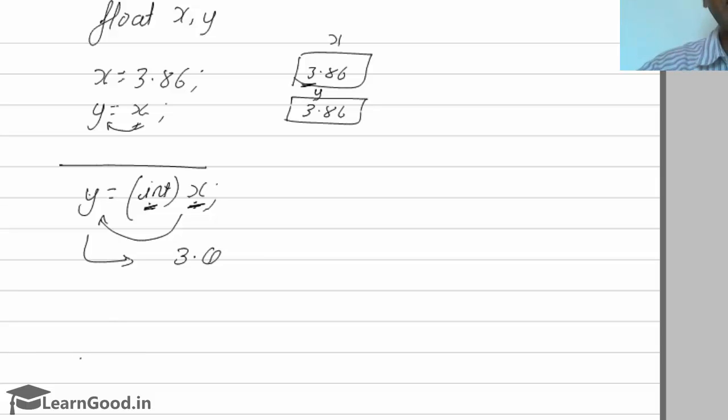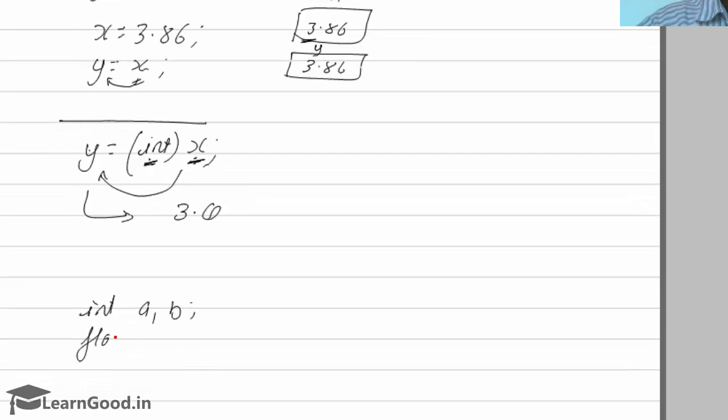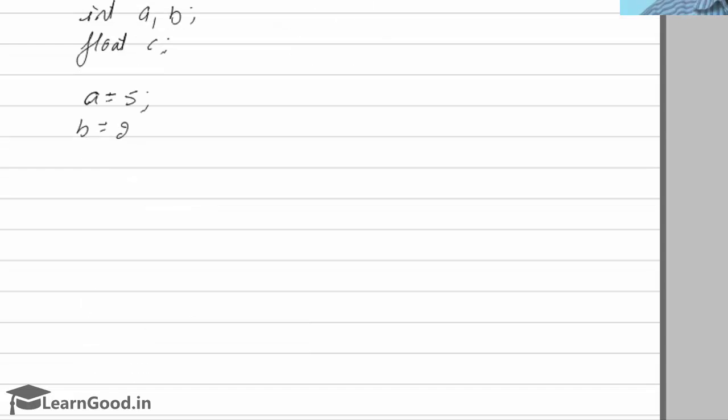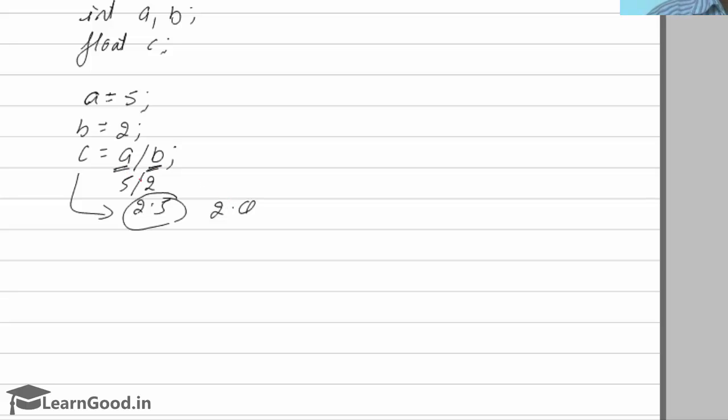Similarly, if I take integer variables, int a and b, and let's take float c, and I give a value is equals to 5 and b value is equals to 2 and c is equals to a divided by b. So when I give a divided by b, it will take it as 5 divided by 2. So usually we expect in c to have a value of 2.5, but we won't have a value 2.5, you'll have a value of 2.0. Why are you getting 2.0 here? That's because a is of type integer, b is also of type integer.